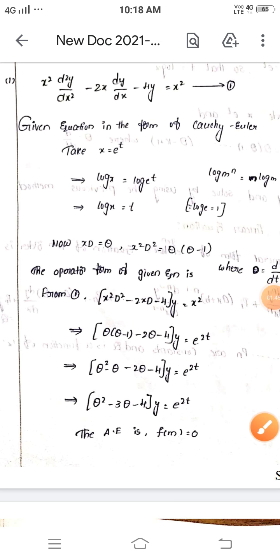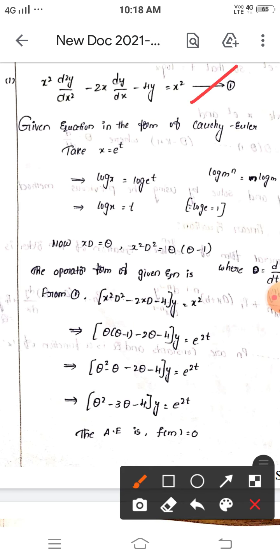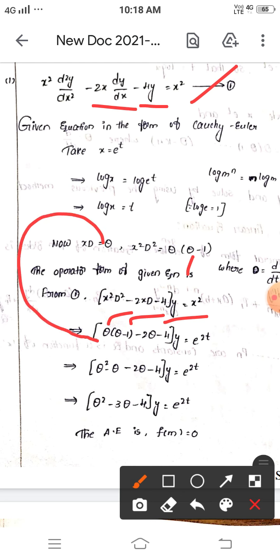So first of all we express the given sum in the differential operator form. The operator form of the given equation is x square d square minus 2x d minus 4 into y is equal to x square. This is the operator form of the differential equation. So in this operator form we have to replace our considered values xd and x square d square.